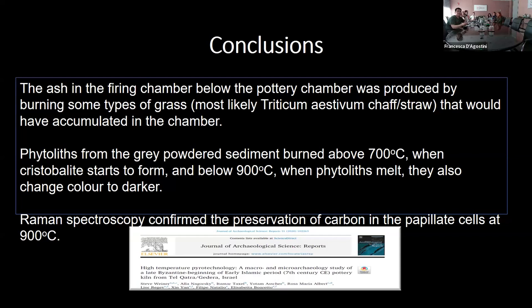We didn't discard the possibility of using dung, but spherulites dissolve at 650. And we found indications that in the past they could use the chaff and the straw as a fuel in the kilns. So we left it like this. So the phytoliths from the grain-powdered sediment were burnt at about 700 and below 900, because we could recognize the phytoliths, so we're in this range. And then the papillate sample with the dark tips, we took it to Raman spectroscopy and confirmed that there was carbon. So carbon had been preserved after 900, which is amazing.